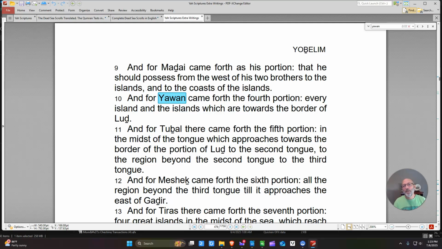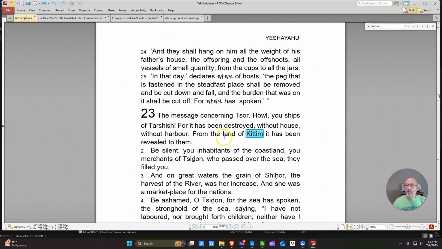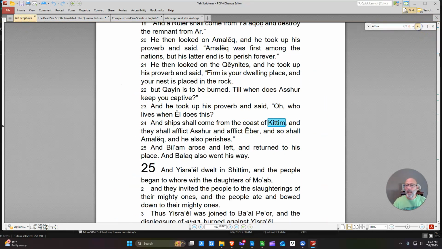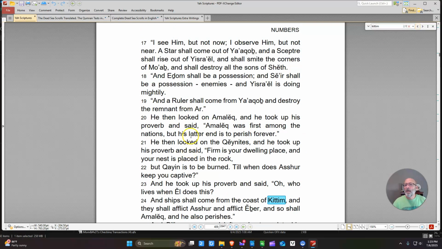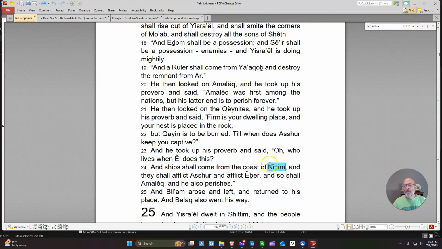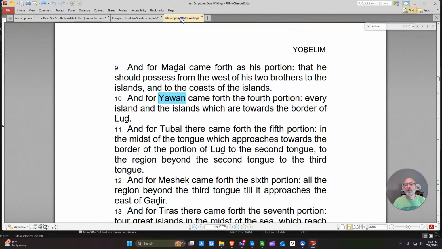And I think we just read in one of the two, we'll go back and revisit. Well, actually, maybe just go do it now. From the land of Kittim, and here from the coast of Kittim. And this is Numbers, and from the coast of Kittim. And we have other references of Kittim in, I believe, the Dead Sea Scroll, where they will come from the islands and different things. But here we are, the coast of Kittim, islands, etc.